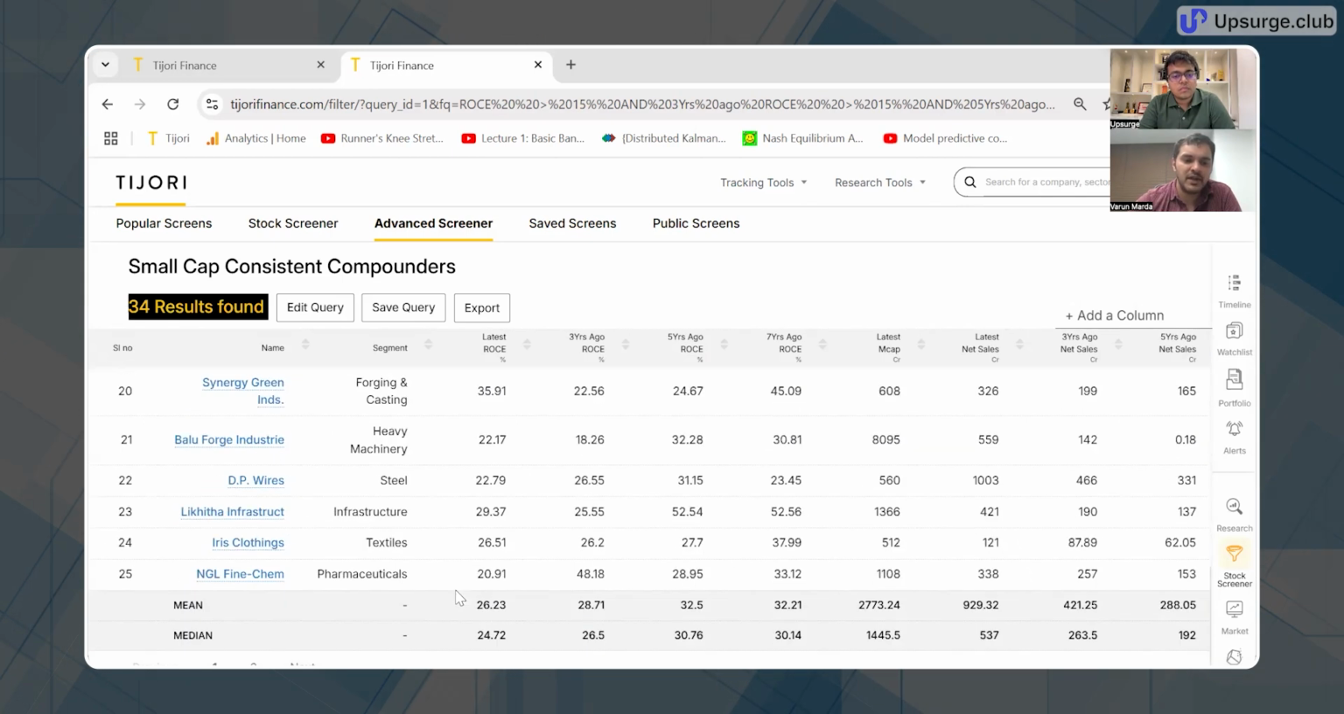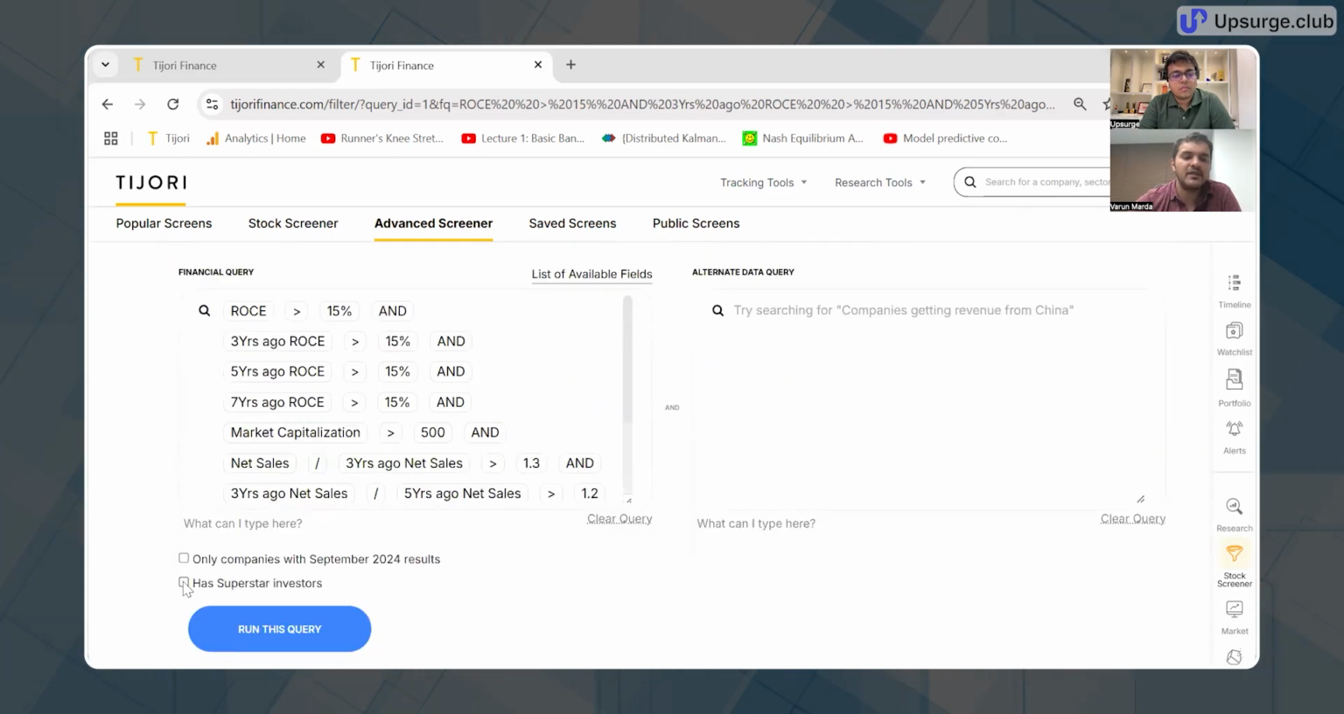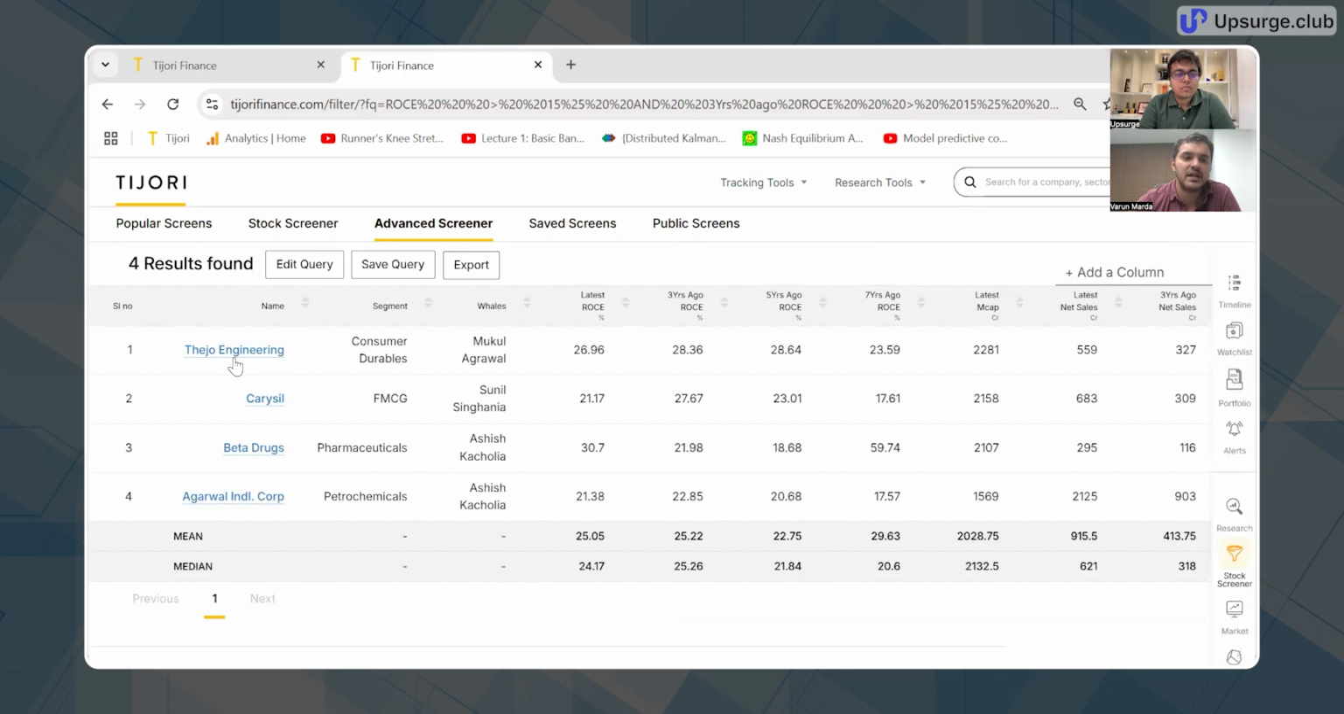So there are some ways. One way is we have this tick box here called hash superstar investor. I'll just tell you what it means. Just click this and run this query again. So we had 34 companies there. Now it's down to just 4.